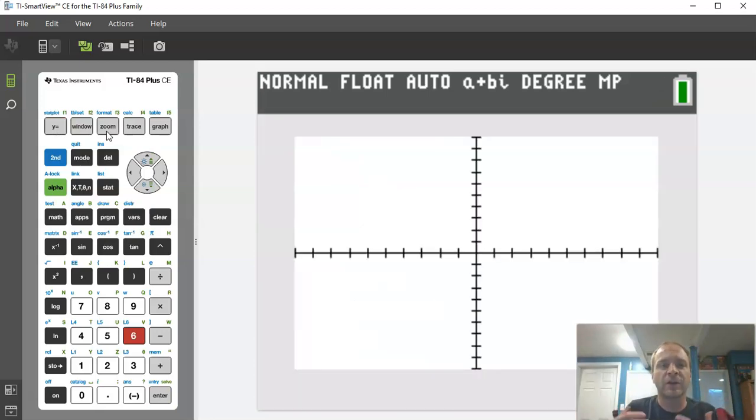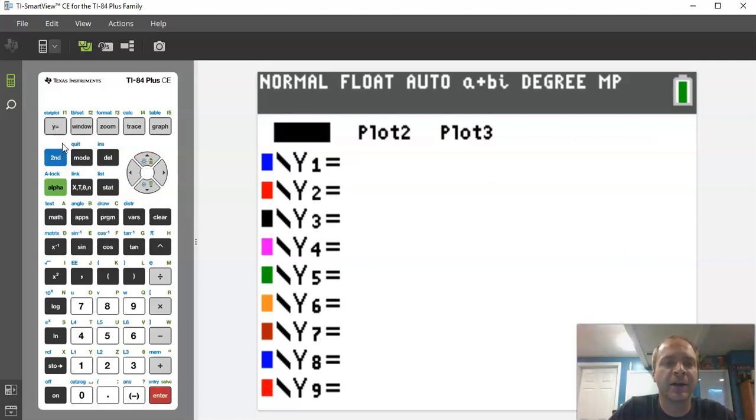Done. So we looked at how to graph a histogram with our calculator, how to look at shape, center, and spread as well.